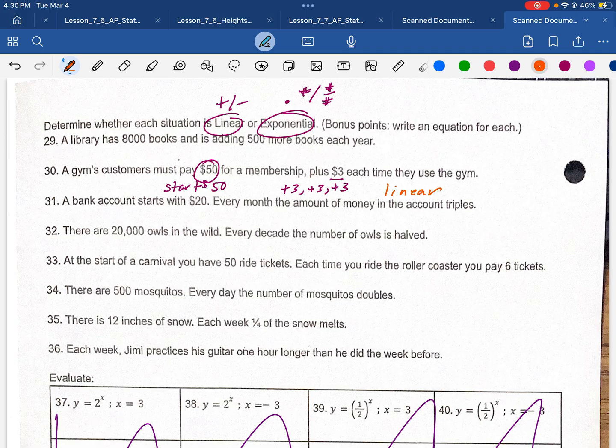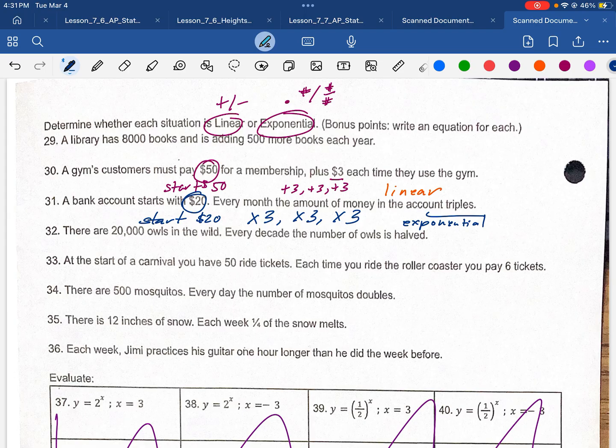The next one, it says I start with $20, and every single month I triple my amount. Well, if I'm tripling, it's going to increase a ton, and then even more, and then even more. So I'm timesing by 3, and then timesing by 3, and timesing by 3. And I'm starting at 20, by the way, not that that super matters, but that's going to be exponential. Does that kind of make sense? So linear is just that constant add, and times is exponential.